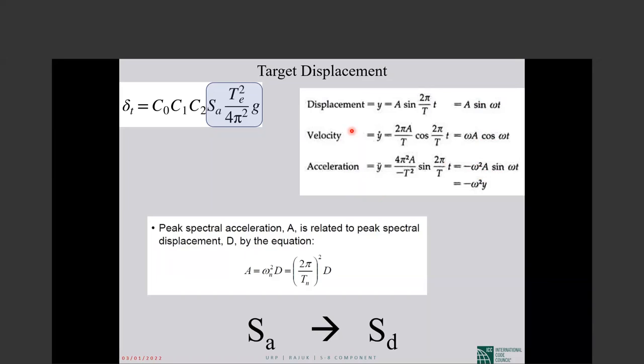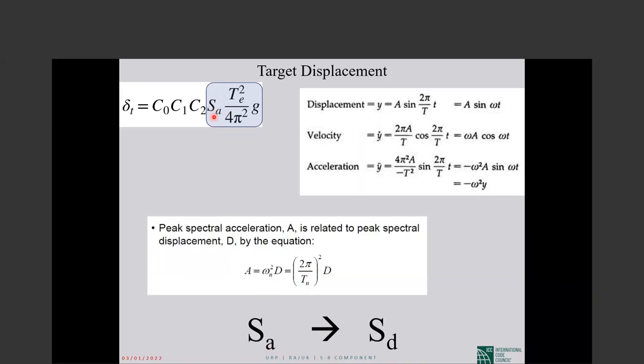But if you want the displacement, divide it by omega squared. If you have the maximum velocity, dividing by omega gives you maximum displacement. Multiplying by omega gives you maximum acceleration. So nice, so easy.